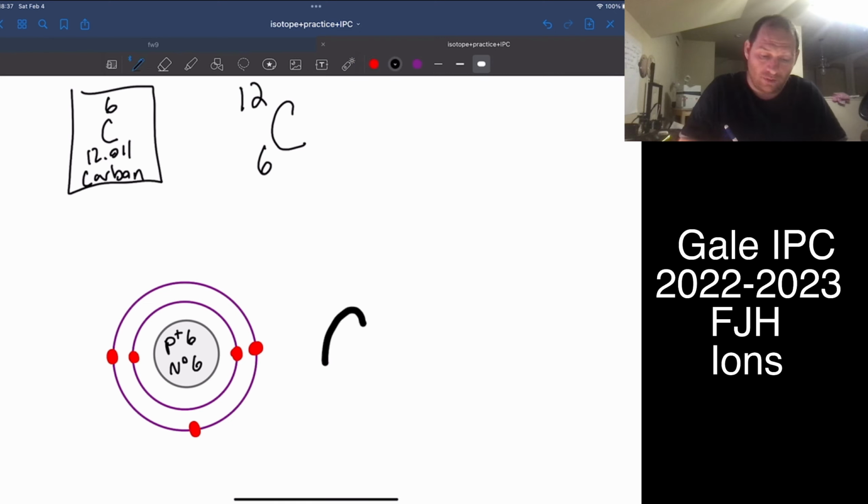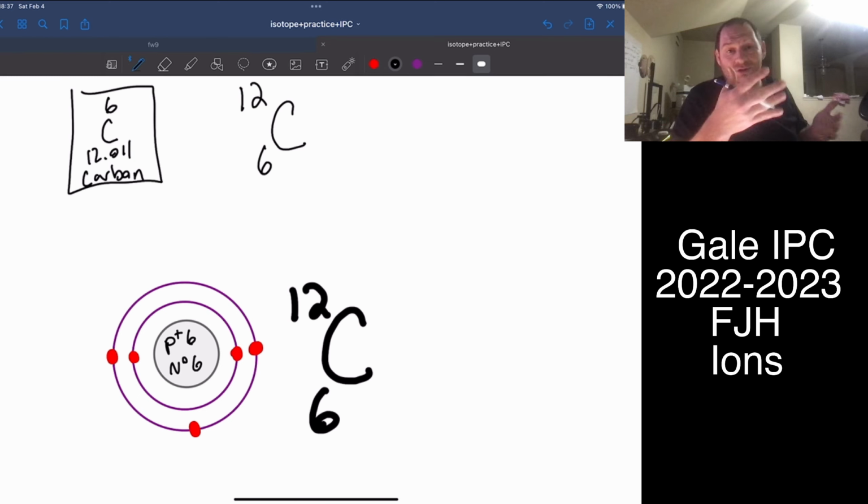So we're going to put carbon, 6 protons. The mass is still 12. Remember, 6 protons, 6 neutrons, still 12.